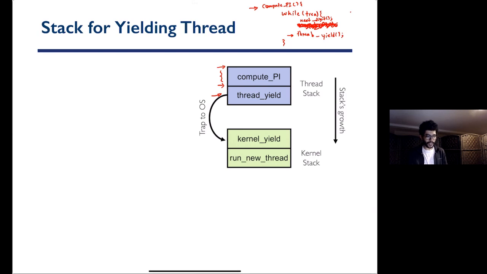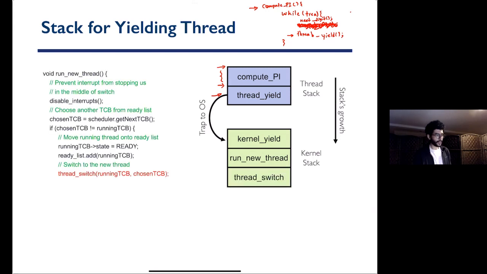Let's look at run new thread. So this is a function that then will call thread switch. Let's look at it. At the beginning of it, it disables interrupts because it wants to do some scheduling, and you don't want to get interrupted during scheduling. Now you pick the next thread to run. If this thread is different from what you were running before, then you make it ready. So this becomes your new thread.